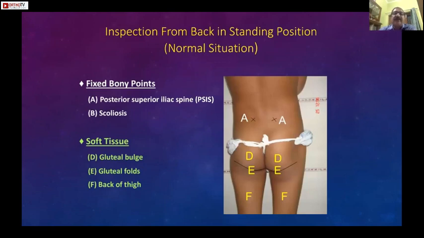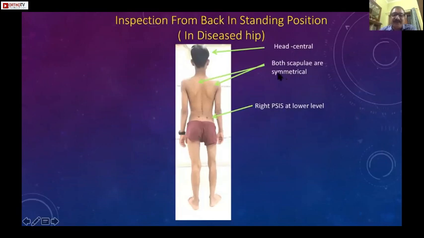Now we go to the inspection from the back in the standing position. Once we are conducting the inspection from the back in standing position, all the points should be properly marked. The posterior superior iliac spine, the spinous processes, the gluteal bulge, gluteal folds, and the back of the thigh should be visible to you, and you can make these observations. Like in this patient, the head is central, both the scapulae and the shoulders are symmetrical, right posterior superior iliac spine is at a lower level.